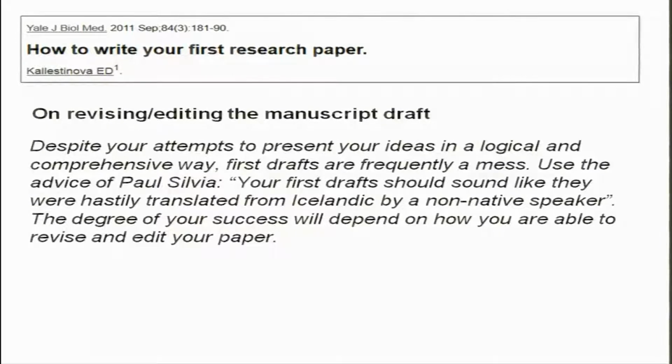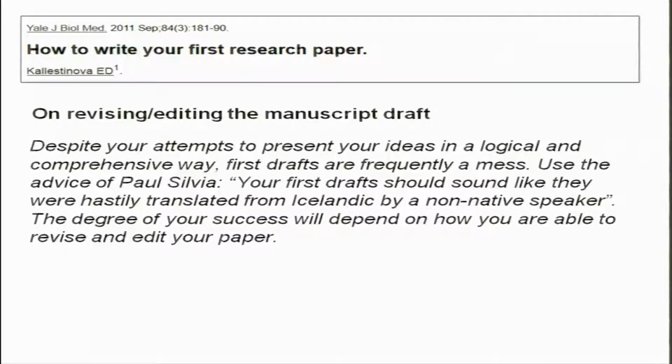Despite your attempts to present your ideas in a logical and comprehensive way, the first drafts are frequently a mess. You give it to any reader, and the reader will say, I do not get anything out of it. Use the advice of Paul Silvia: first drafts should sound like they were hastily translated from Icelandic by a non-native speaker.